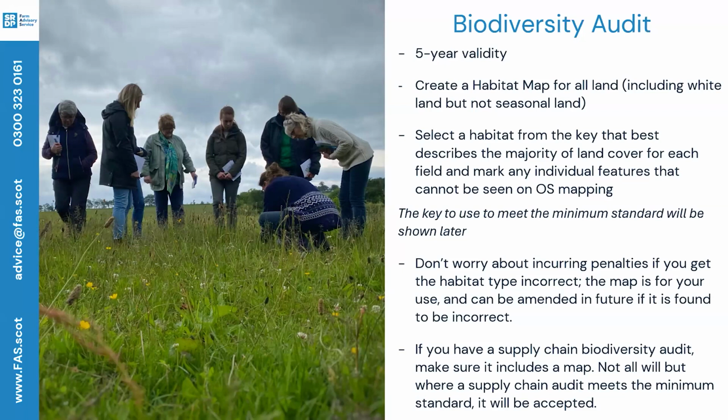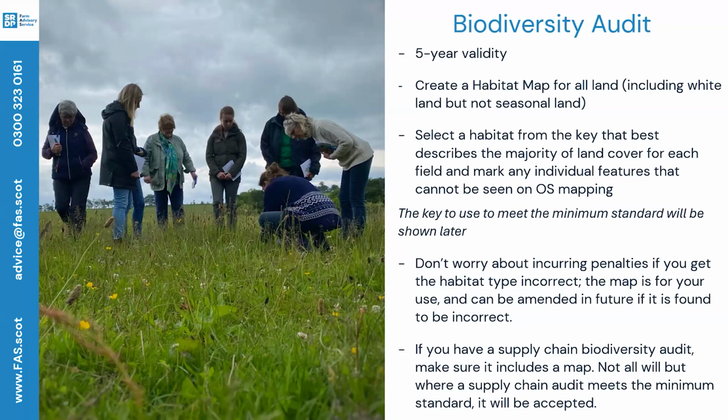Don't worry about incurring penalties if you get the habitat type incorrect. The main thing here is that you're making an attempt to map the habitats. There are some that you maybe struggle to determine the difference between, you don't quite know which one to pick. It can be amended in future. So don't worry if you have a go at marking a habitat and maybe in time you realise actually that wasn't the best one. It can be adjusted. So don't worry about incurring a financial penalty based on the habitat type that you select. The main thing is get a habitat against each land parcel.